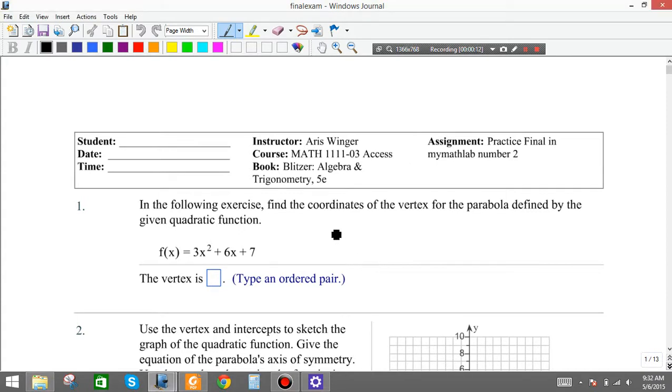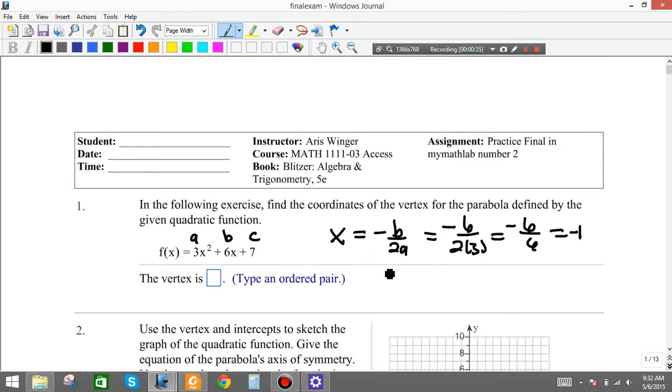The x coordinate for the vertex is x equals negative b over 2a. In this case, a is 3, b is 6, and c is 7. So this is equal to negative 6 over 2 times 3, which is negative 6 over 6, which is negative 1. To find the y-coordinate for the vertex, you need to plug in negative 1 for x into the function.